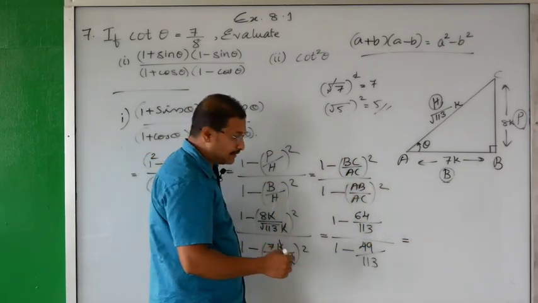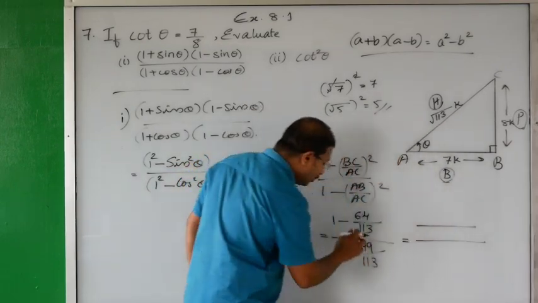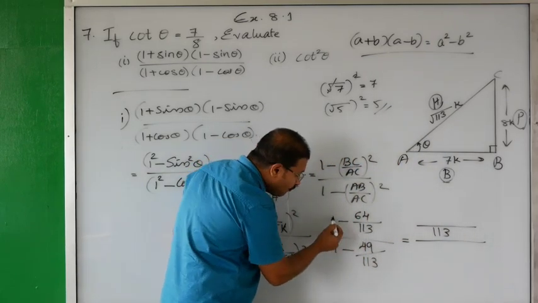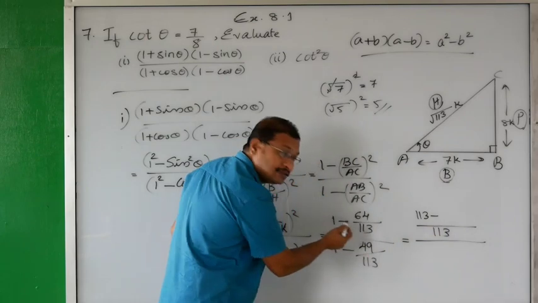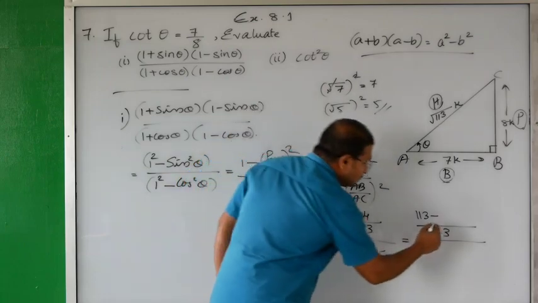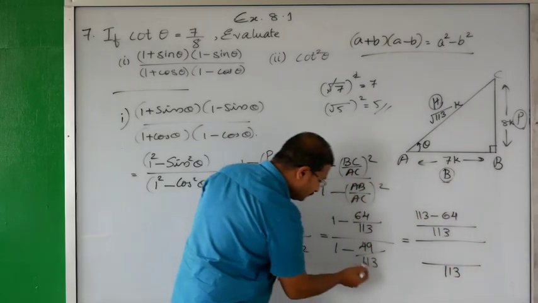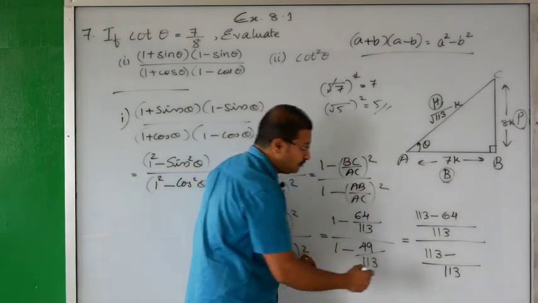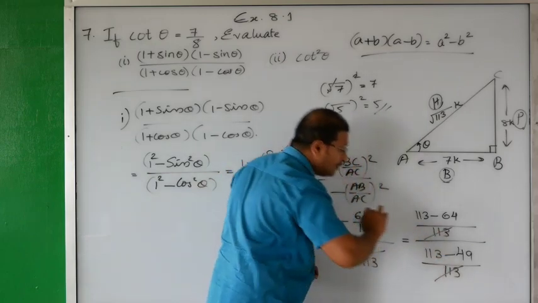Equals, let's go for the LCM. I'm taking the common denominator 113, 113. Now we have to multiply this way. That means 1 into 113. So 113 minus, see my dears, we are multiplying these two, 1 into 113, that is 113 minus 64, denominator. We'll take the LCM 113, multiply this way. So 1 into 113, 113 minus 49. Ready? Now both numerator and denominator 113 will cancel.